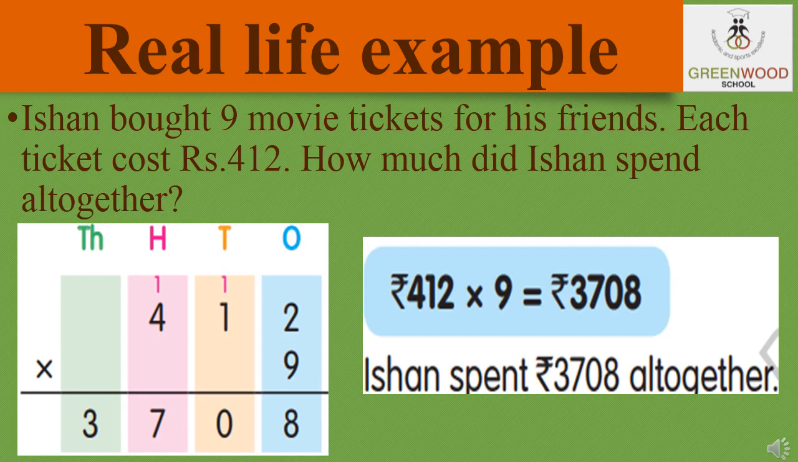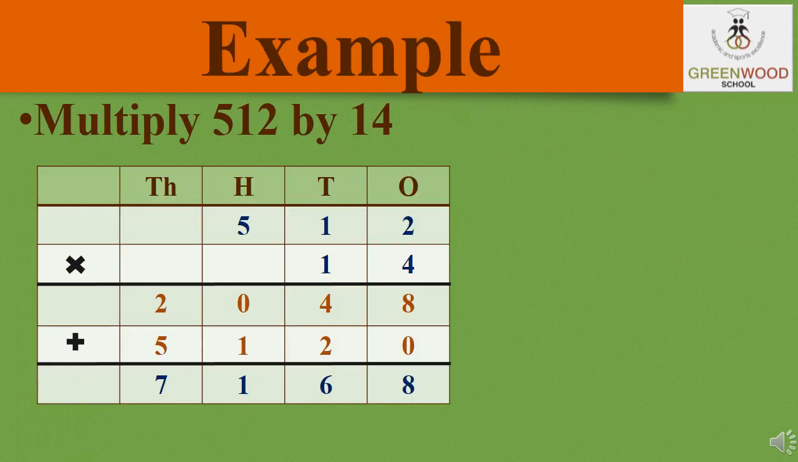So our answer is 3708. So I can say that Ishan spent 3708 rupees altogether. Now let's see one more example where the multiplier is a 2-digit number.